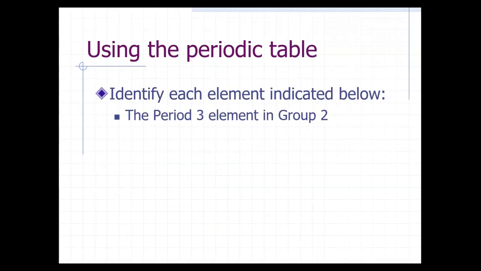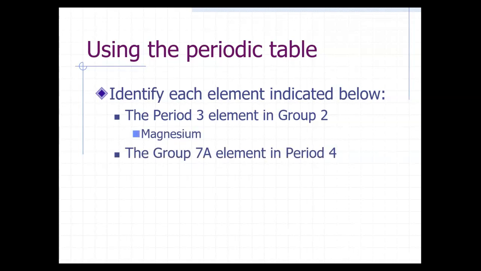What is the period 3 element in group 2? This is our last slide, I think. So you're going to go down to period 3, which is the third row of the table. You're going to go across to group 2 or group 2A, and you will find magnesium.